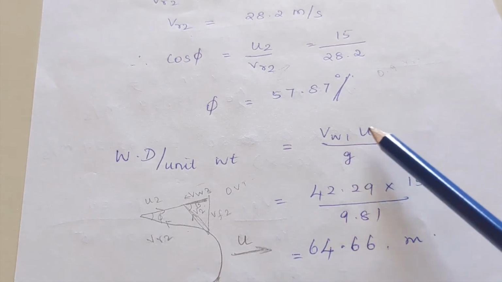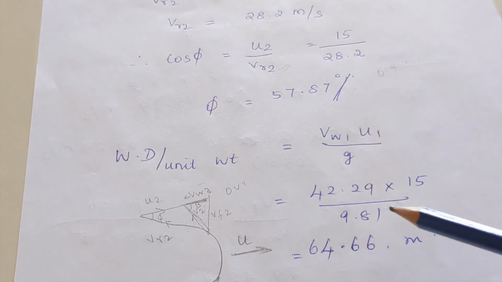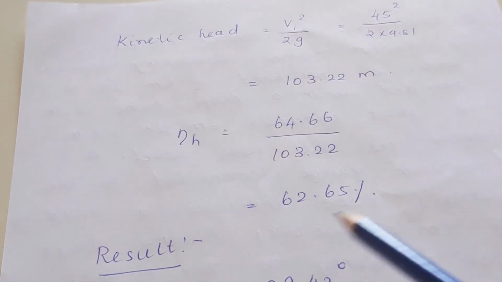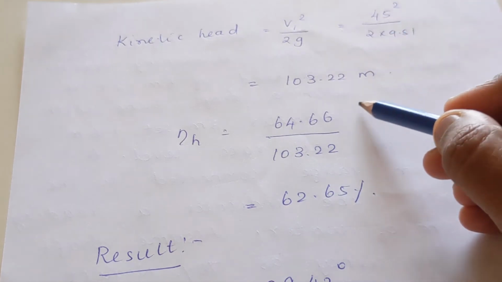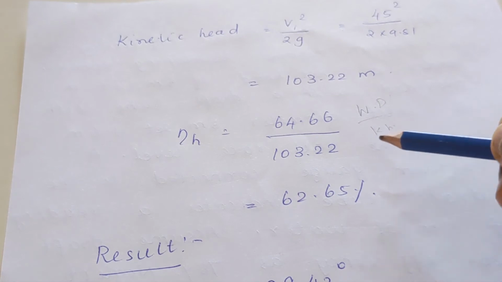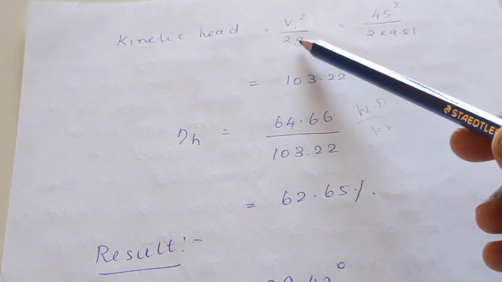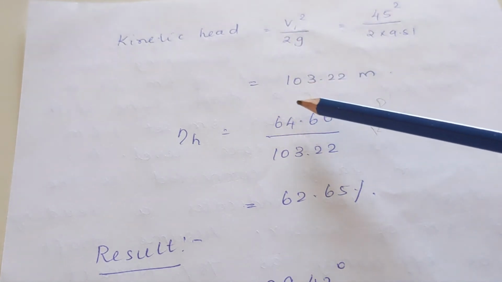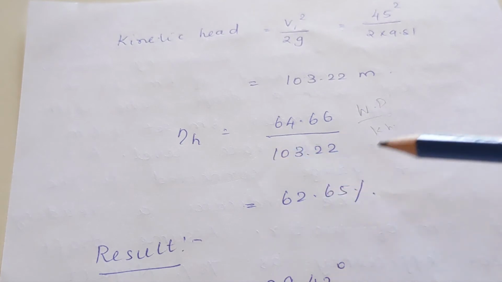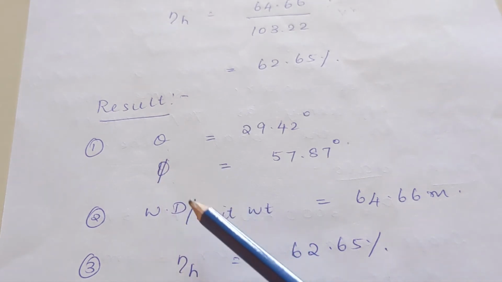The next thing to find is work done per unit weight. Our formula is VW1 U1 divided by g. All the values we already found, so you substitute and directly find the answer. Next we have to find eta h. Eta h is nothing but work done per unit weight divided by kinetic head. Work done we already found. Kinetic head is nothing but V1 square divided by 2g. Substitute the values and find the answer. So you'll get eta h. Finally, you have to write down the result: vane angle at inlet, vane angle at outlet, work done per unit weight and hydraulic efficiency. Clear?